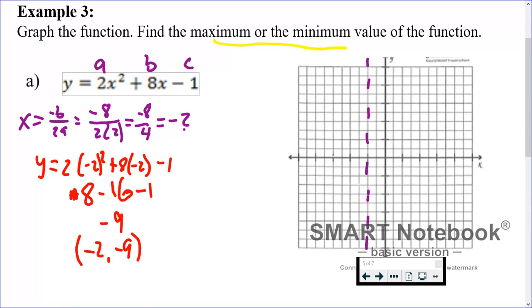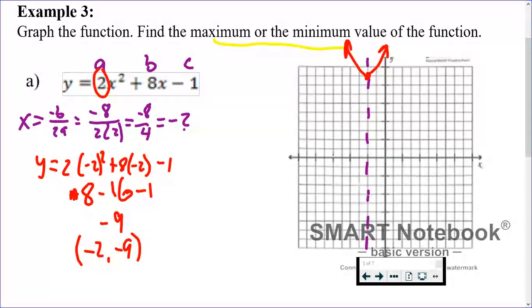The process for graphing the rest of this function is just the same as we've done, so I'm not going to repeat that here. But the vertex is at negative 2, negative 9, and that's the answer to this question. This one is going to open up. And I know it's opening up because a is positive.